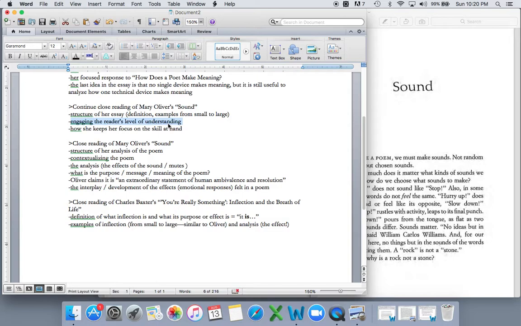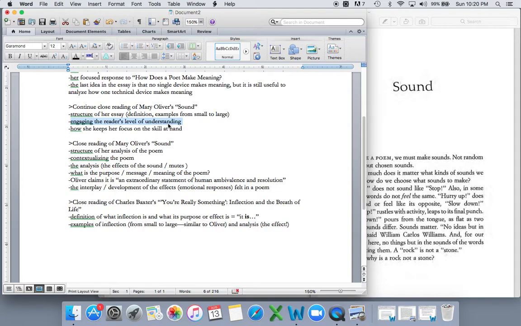How does the sound of something make meaning? It's the diction, it's the definition of the word, it's the image, those things make meaning. How does the sound make meaning? They're less familiar with it. It's, to a certain degree, more abstract.